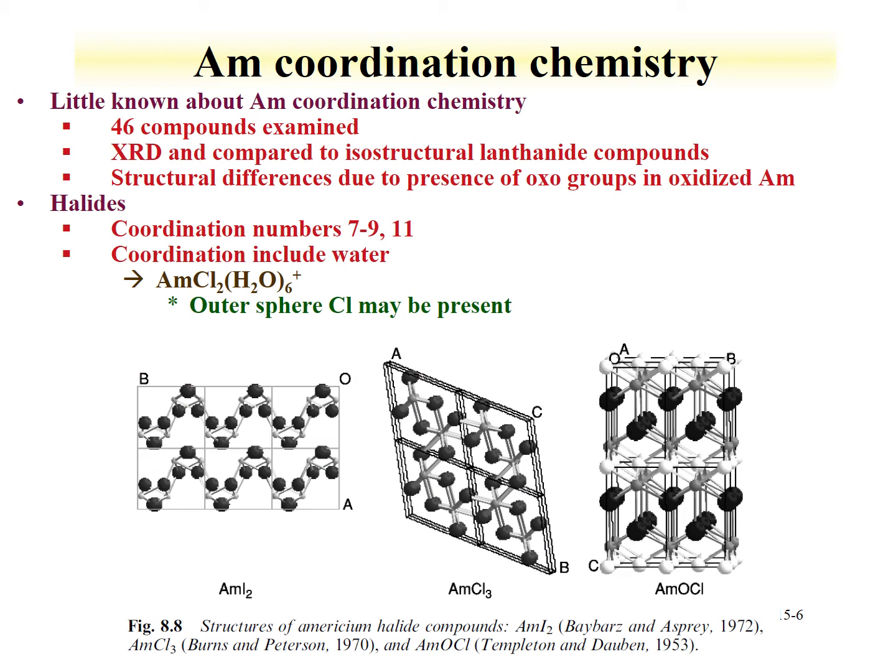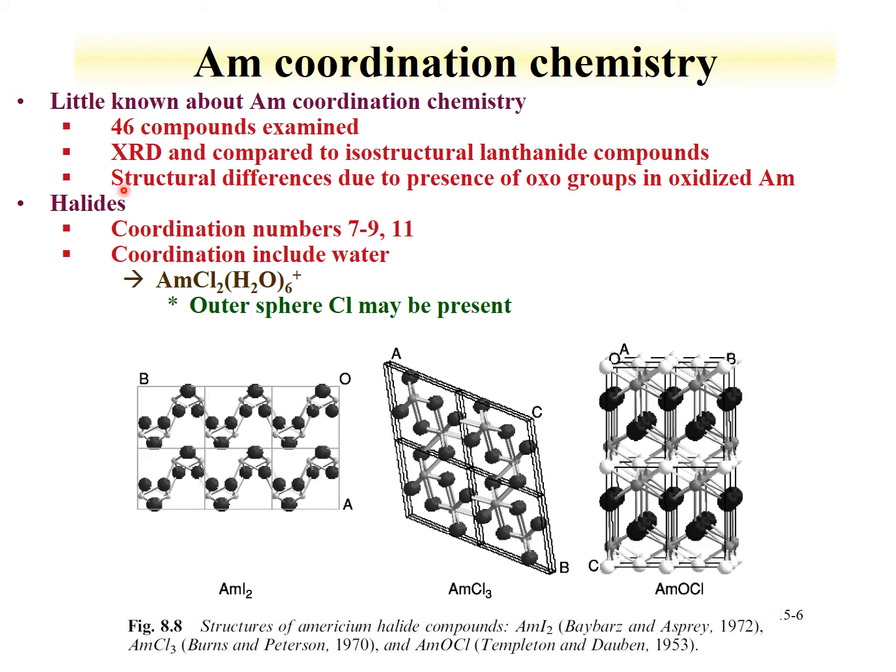Americium coordination chemistry is limited compared to some of the earlier actinides we've examined. There's about 50 known coordination compounds, primarily examined through X-ray diffraction. Often what's done is the data is collected and the resulting structure is compared to lanthanide compounds, with the idea that americium-3 would be isostructural to trivalent lanthanides.